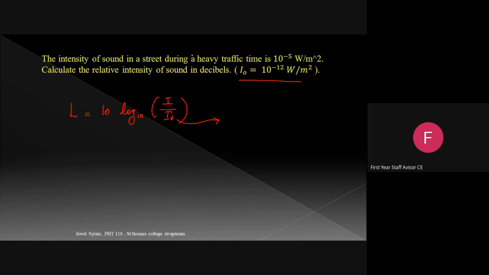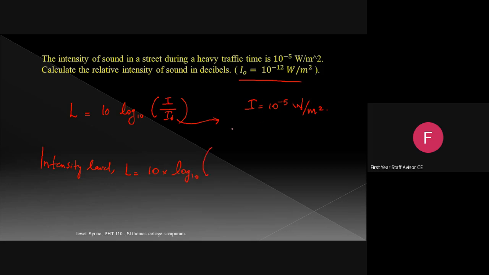The intensity of sound in a street during heavy traffic time. It is given, I is given as 10 raised to minus 5 watt per meter square. I0 is also given, so intensity level is given as L is equal to 10 into log base 10 I by I0.